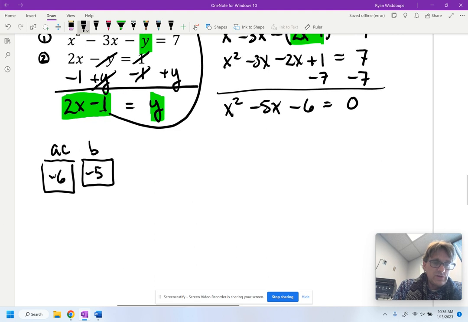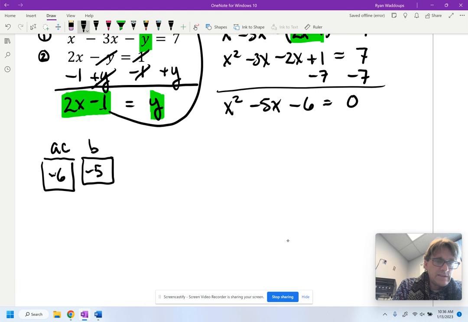So with a little search, I can find two numbers that multiply to AC and add to B. That would give me 1 and 6, and make this negative and this one positive. 1 times negative 6 is negative 6, and 1 plus negative 6 is negative 5. Because they have different signs, you subtract.